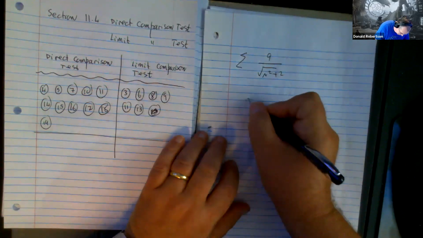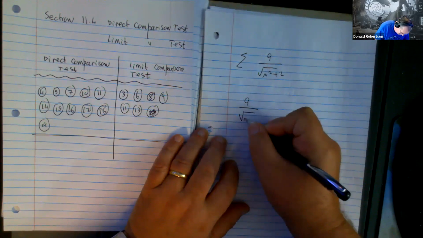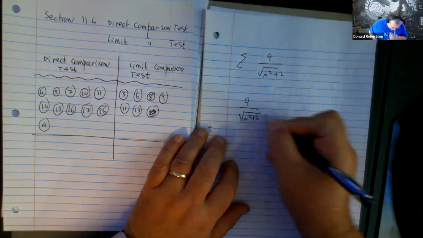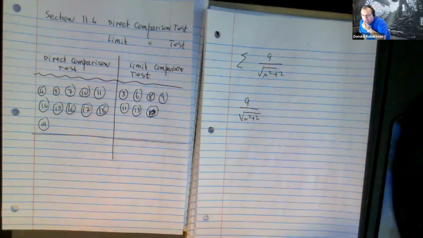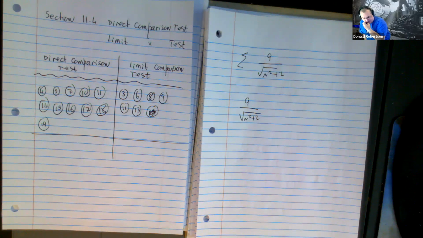Okay, here's the guy to start with. First thing you need to do is decide whether this is going to converge or diverge. This one is going to diverge. How do I know it's going to diverge? Because that's important for what's about to happen next. How do I know this is going to diverge?